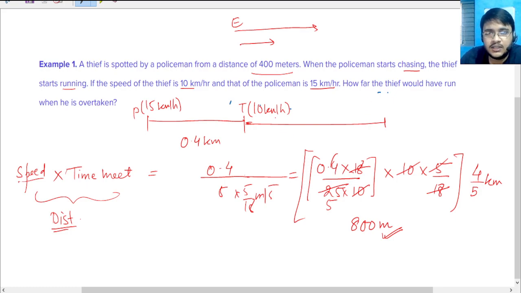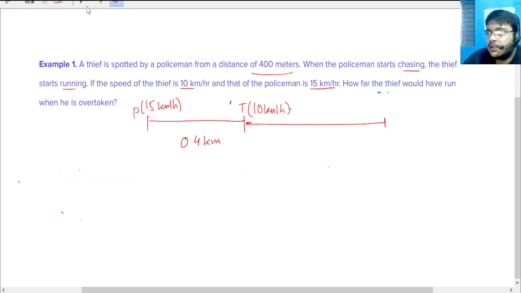Let's look into the other approach. Okay guys, so the other approach is also something called the approach by proportionalities. Okay, so there's a distance of 400 meters between the policeman and the thief, and the moment the thief starts running, the policeman starts chasing. So effectively what I am trying to arrive at is that time is constant. Okay, time is constant, and if time is constant, I know speed will be directly proportional to the distance.